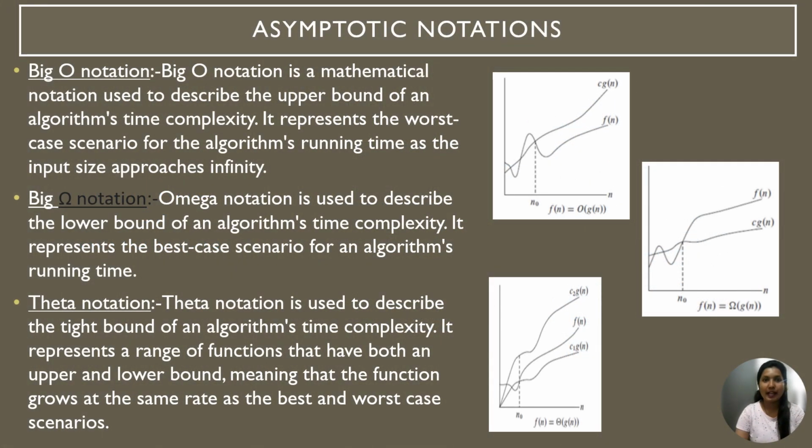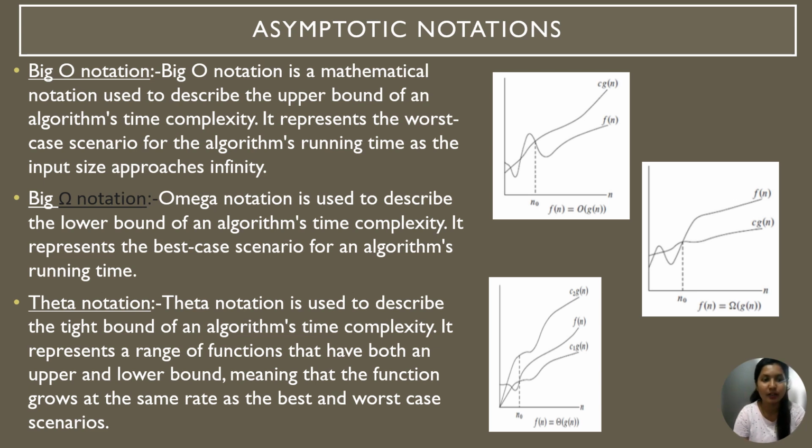Next, we'll discuss asymptotic notation. Big O notation. Big O notation is a mathematical notation used to describe the upper bound of an algorithm's time complexity. It represents the worst-case scenario for the algorithm's running time as the input size approaches infinity. Here is the graph diagram of big O notation. The formula is f(n) = O(g(n)).